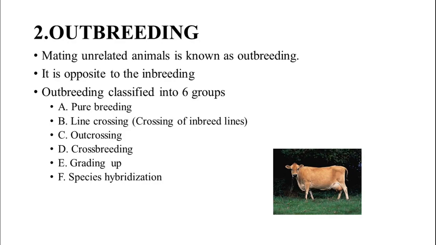Outbreeding can be classified into 6 groups. The first one is called pure breeding. The second one is called line crossing. The third one is called outcrossing. The fourth one is called crossbreeding. The fifth one is called grading up. The sixth one is called species hybridization.